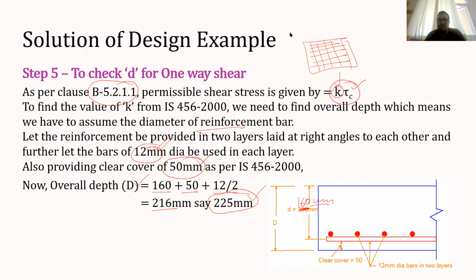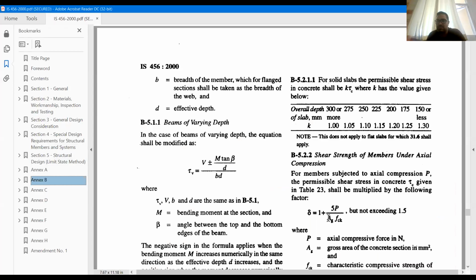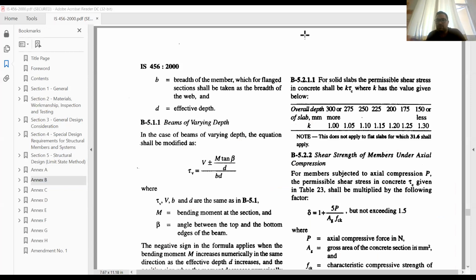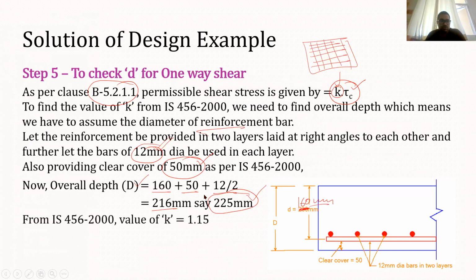So again going to the IS code to see the value of K for 225. So here you can see for overall depth of 225 we have the value of K as 1.15. So now we have got one of the components. Now we have to find out the value of tau C. So from the table we have K as 1.15. So in this term we are able to find out the K value.